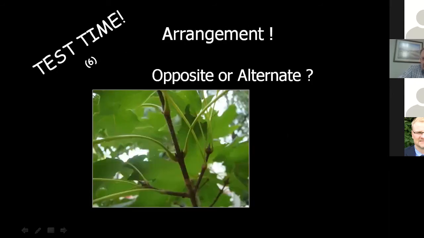Opposite or alternate? Again, look for the bud. Here's a bud, there's a bud. So that makes this the petiole on the leaf, so this is an opposite arranged tree.